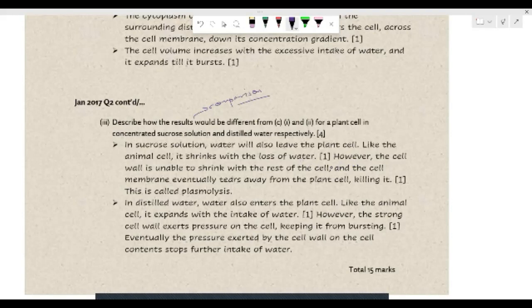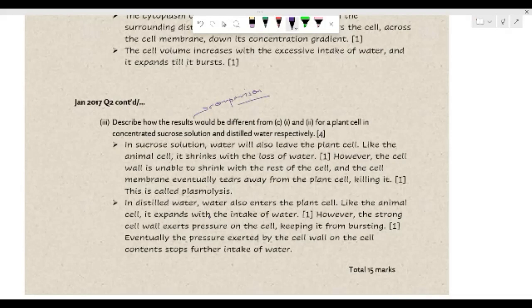But the cell wall cannot shrink, okay? And therefore the cell membrane is gonna tear away from the plant cell, eventually killing it, right? And that's called plasmolysis, okay? In distilled water now, water is going to enter again, just like the animal cell. Like the animal cell, it is going to expand. However, that cell wall is going to exert pressure on the cell. It's going to keep it from bursting.